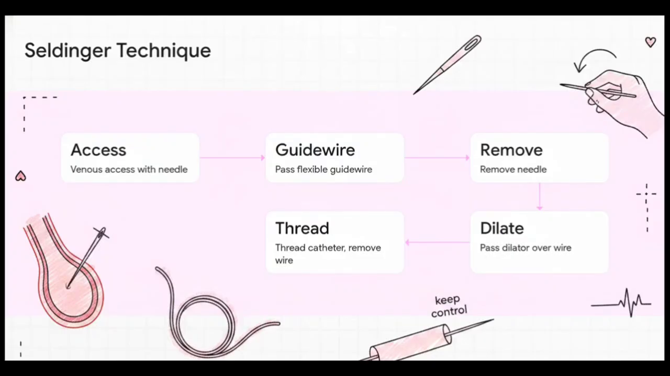Let's talk mechanics. Across all these sites, the Seldinger technique is universally applied. It's an incredibly elegant 5-step process. First, get venous access with your needle. Second, slide the flexible guide wire through. Third, and this is key, pull the needle out while keeping strict control of that wire. Fourth, pass your dilator over the wire to open up a tract. And fifth, thread the catheter into place and remove the wire. Seriously, whatever you do, never ever let go of that guide wire.